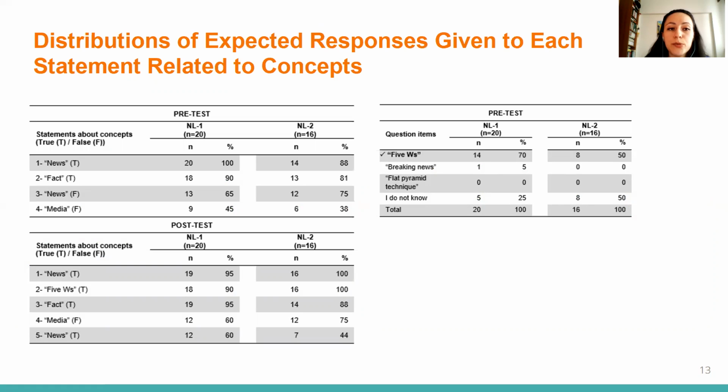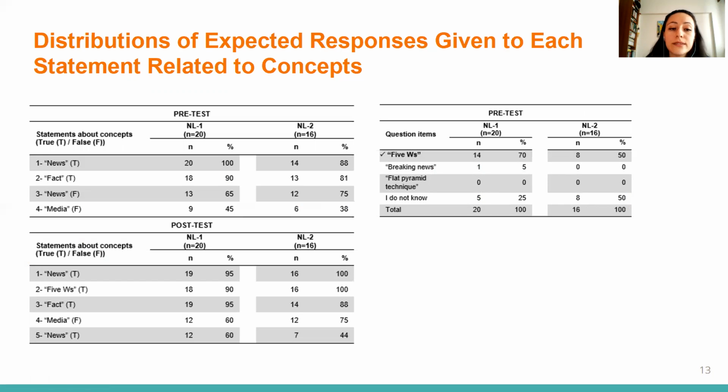When we look at the distributions of expected responses given to each statement related to concepts. In the pretest, a question directly related to the rule that journalists frequently refer to when reporting was included. The rate of those who can answer this question correctly, which is 5 Ws, is higher in the first year's group. Half of the students in the second year stated that they didn't know the answer to the question. The other half answered the question correctly.